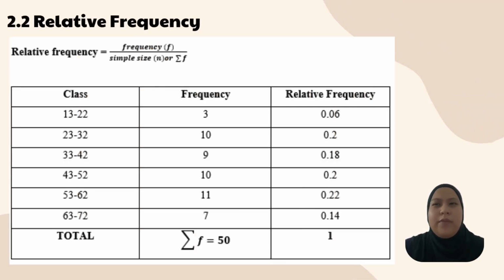The next is the relative frequency. The relative frequency formula is the frequency divided by the sample size. For example, 3 divided by 50 equals 0.06. 10 divided by 50 equals 0.2. The next relative frequencies are 0.18, 0.2, 0.22, and 0.14. And the total relative frequency is 1.